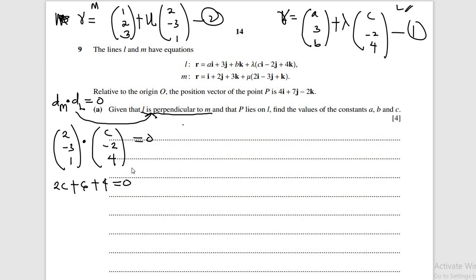2C plus 10 equals 0. C is minus 5. That's it. Now, let me go further.